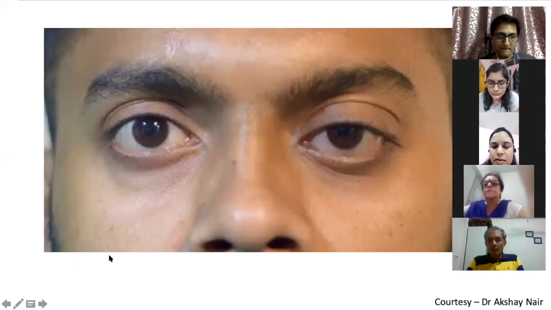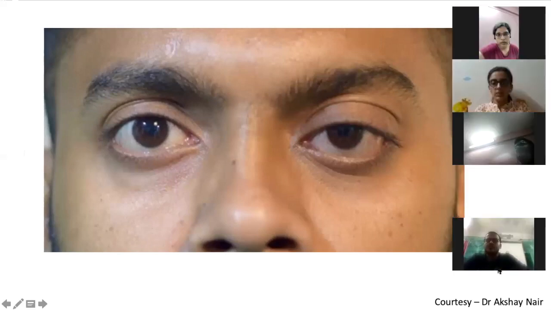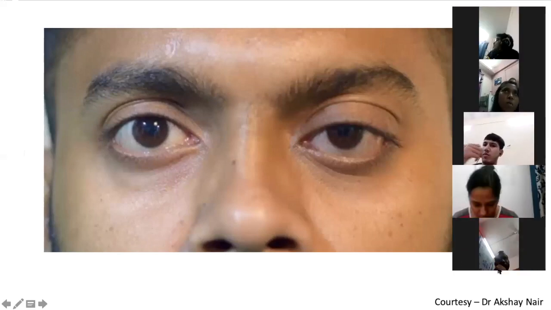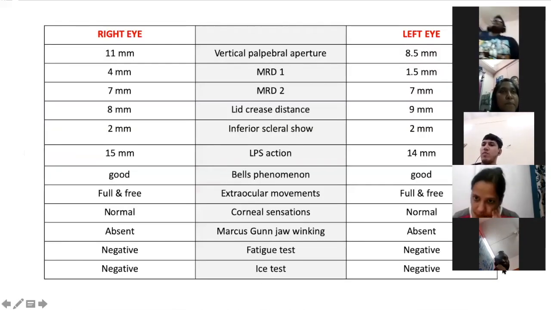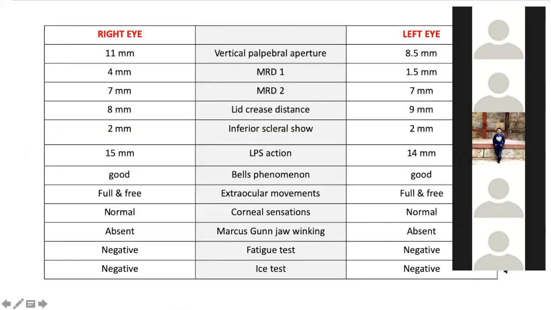In such cases, suppose you want to operate where there is elevation deficit with ptosis, which would you like to operate first? The ptosis or the superior rectus problem? So first we will correct the superior rectus palsy, and only then we will go for ptosis surgery.